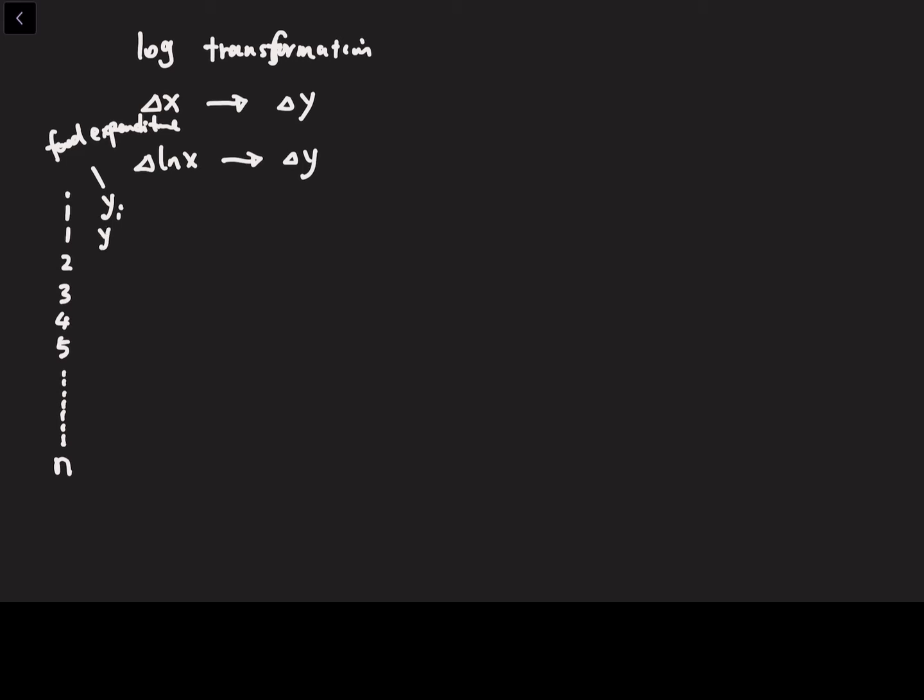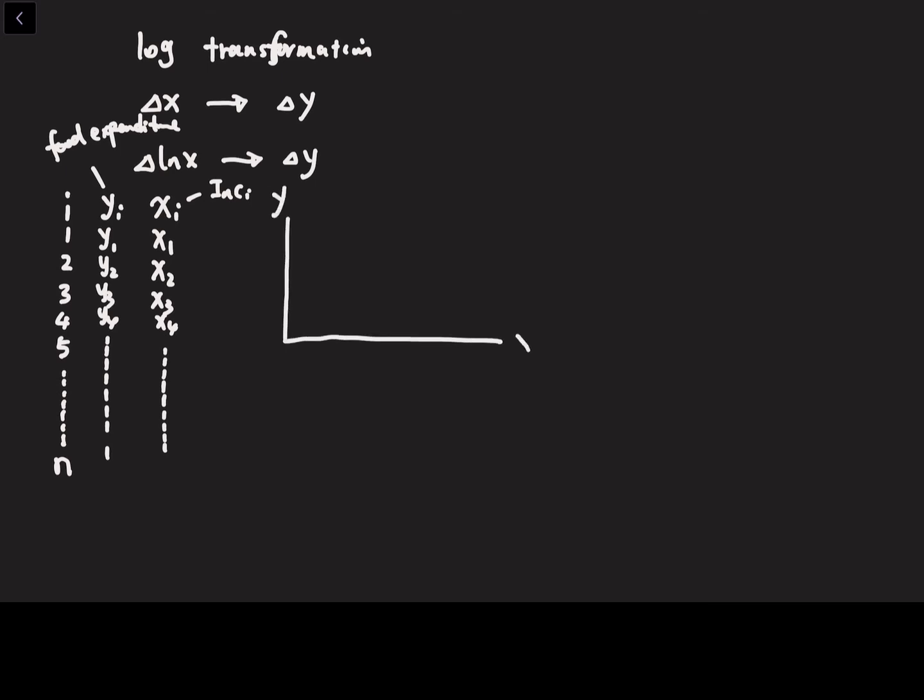You have y sub 1, y sub 2. These are food expenditures for different families, right? And then x, family income. For each family, you have a family income. Suppose they are measured in dollars. Then if you run a regression like this, you assume there's a linear relationship between income and the family food expenditure. And then the scatter plot looks like this, y against x.